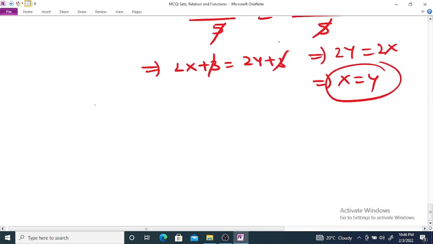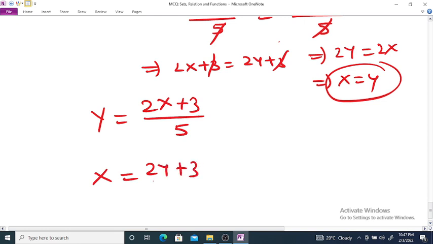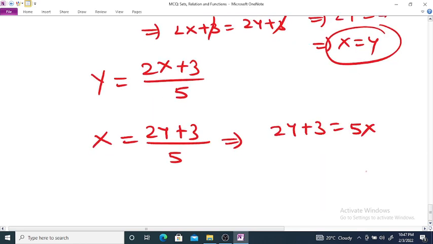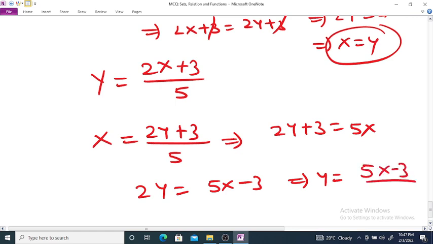If we replace f of x with y, which is equal to (2x + 3)/5, and if we interchange x and y, then x is equal to (2y + 3)/5, then 2y + 3 is equal to 5x, and 2y is equal to 5x minus 3, and this implies y is equal to (5x - 3)/2.